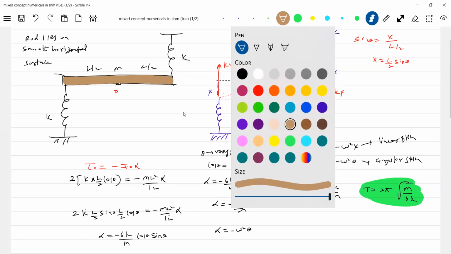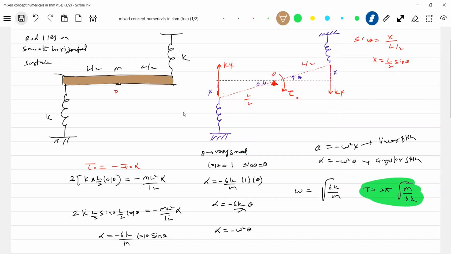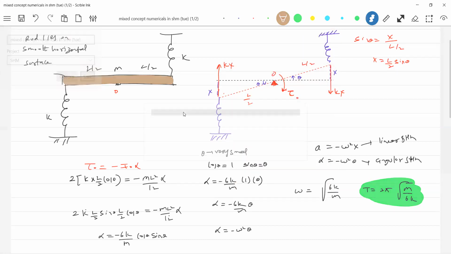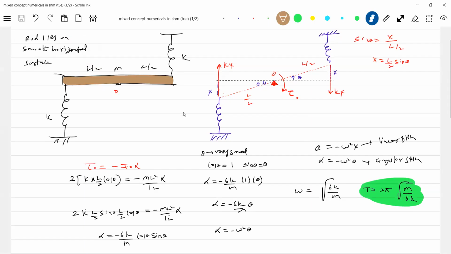Okay, so the first problem I introduced. Sir, why weight? How will the weight act? The rod lies on a smooth or gentle surface. How will the weight act? The weight will act into the plane of paper.